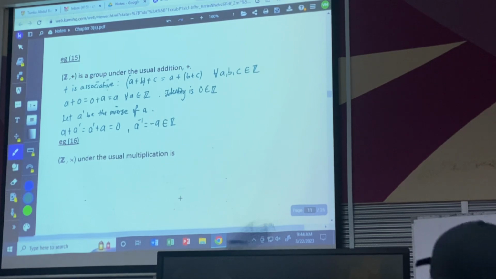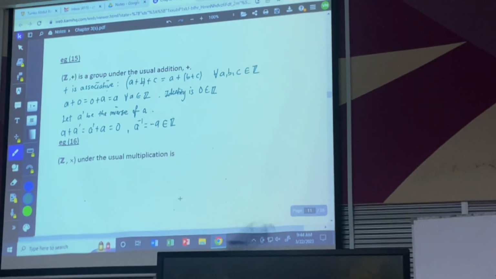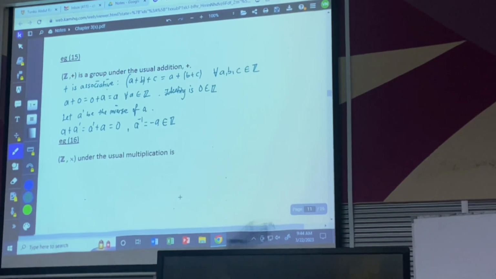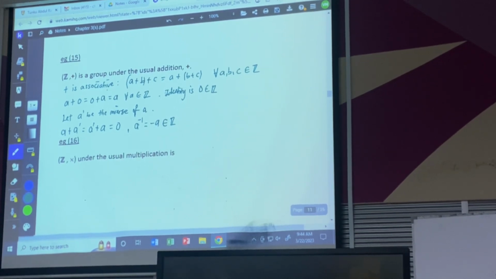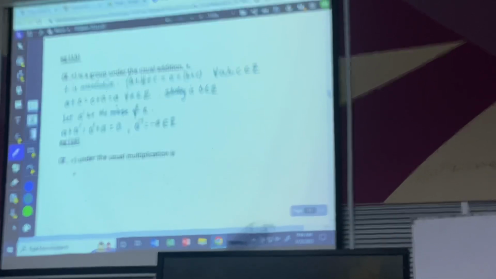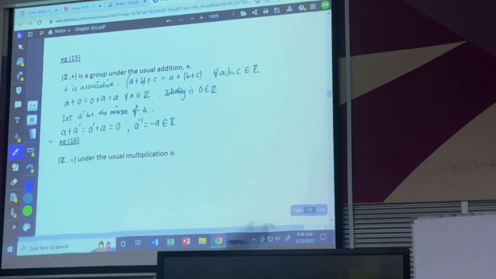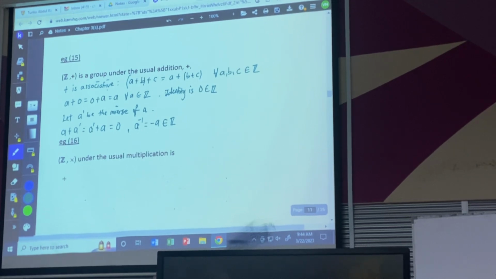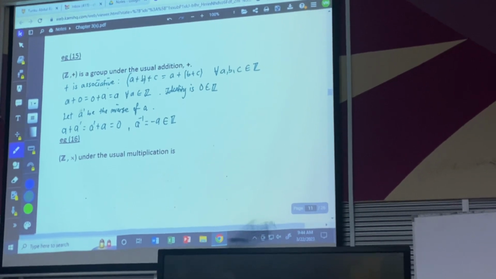A semigroup where it must be associative, and then you need to know how to find the identity, then only come to group. Okay, so you need to look back at the example just now. Now for this one, when we have the multiply and the integer, we want to determine is this a group or not. So we need to start from multiply, is it associative or not? Is multiply associative?